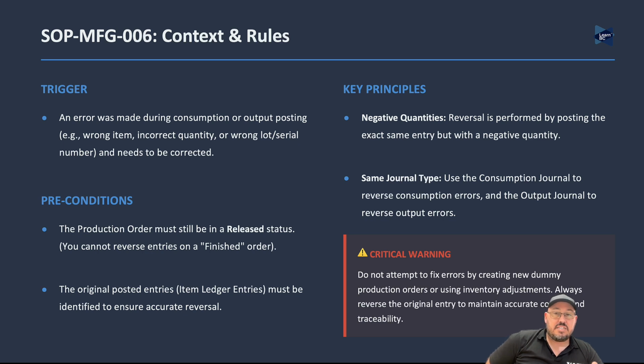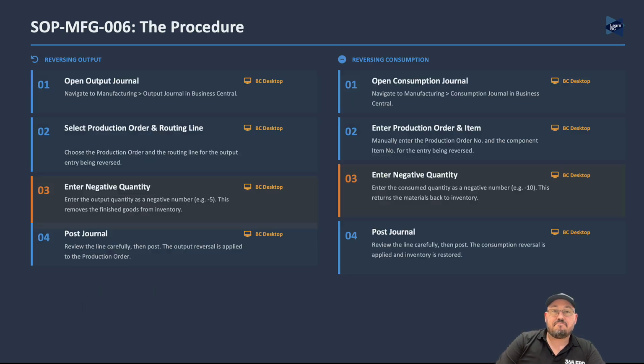The key principle here is negative quantities. Reversal is performed by posting the exact same entry with a negative quantity, with the exception that you've got to have an applies to, and we'll show you that. Use the same journal type: the consumption journal to reverse consumption errors and the output journal to reverse output errors. Do not attempt to fix errors by creating new dummy production orders or using inventory adjustments. Always reverse the original entry to maintain accurate costing and traceability.